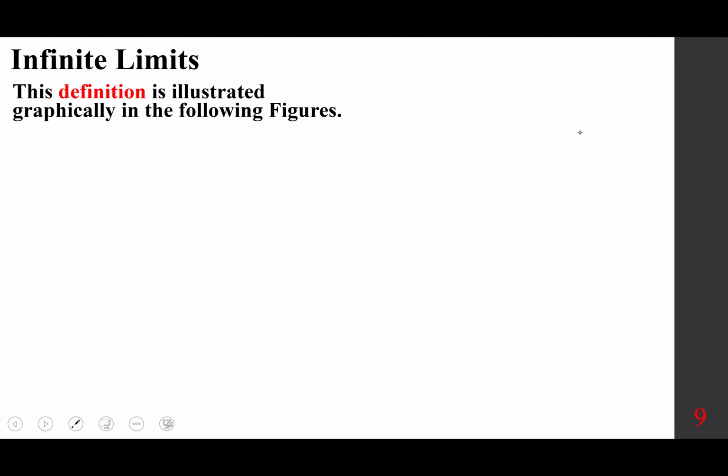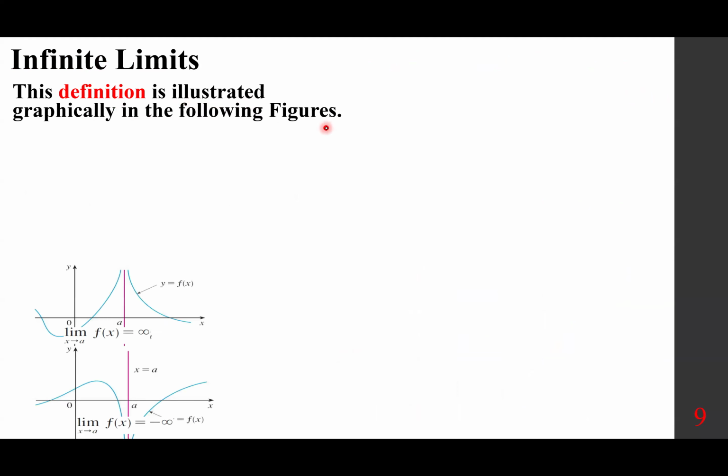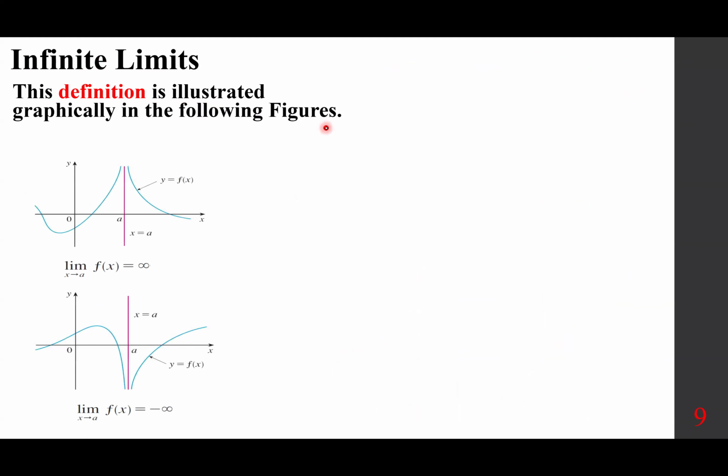Infinite limits. This definition is illustrated graphically in the following figures. So when we look at these two, as x approaches a from the left and right, both of them go to infinity. This one, from the left and right, both of them go to negative infinity. Therefore, in this case, we say the limit of f of x as x approaches a is infinity. And in this case, we say the limit of f of x as x approaches a is negative infinity.